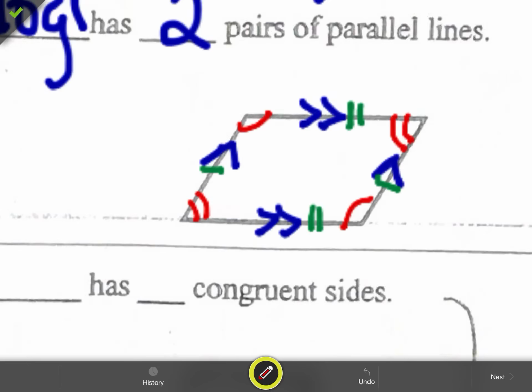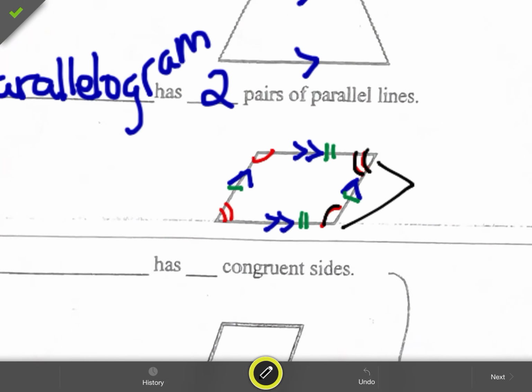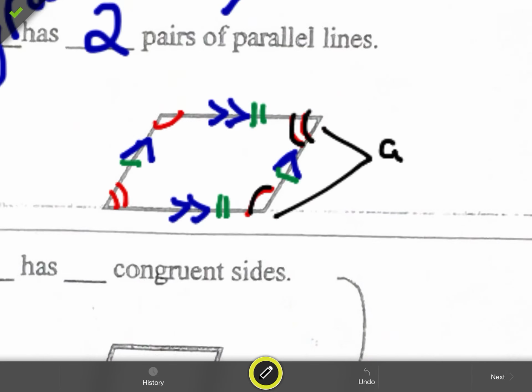The other thing is the consecutive angles are supplementary, and this has to do because your lines are parallel. They're consecutive interior angles. So what that means is that this angle up here in the top corner, this one, and this one, those two add up to 180.